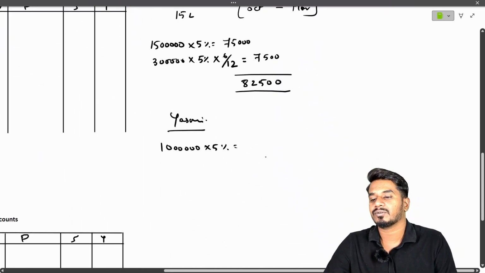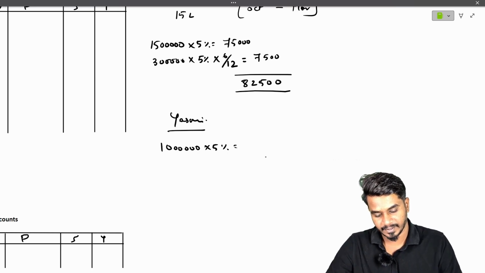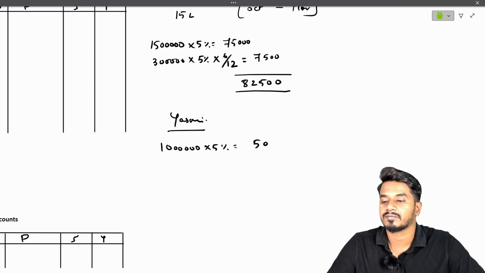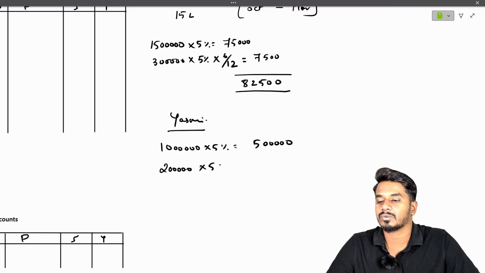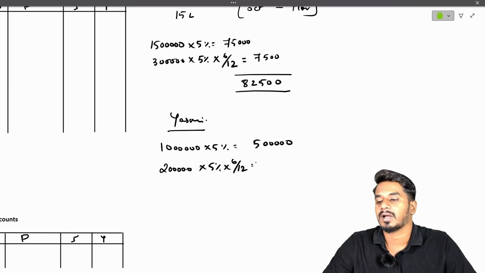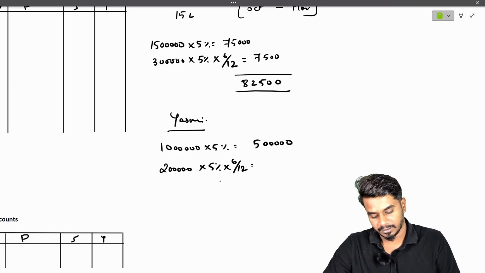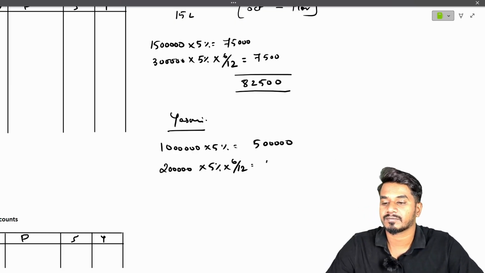10 lakh rupees into 5%, which means it will come around 50,000. Let me calculate it. Okay, 50,000. And again, in the middle of the year, he introduced 2 lakh rupees capital for 6 divided by 12, that is October only. Let us calculate 2 lakh rupees into 5% into 6 divided by 12. It will be 5,000.